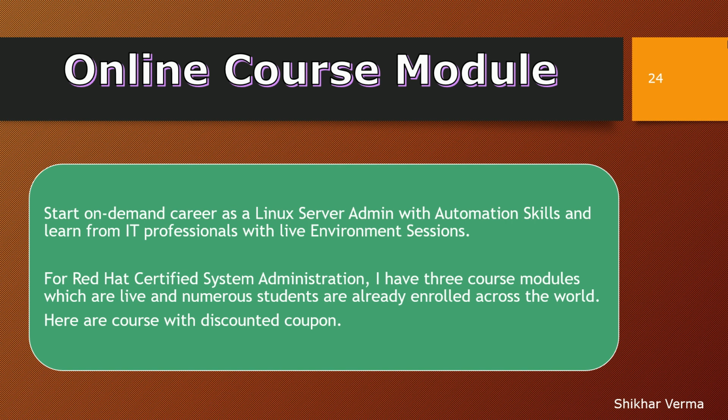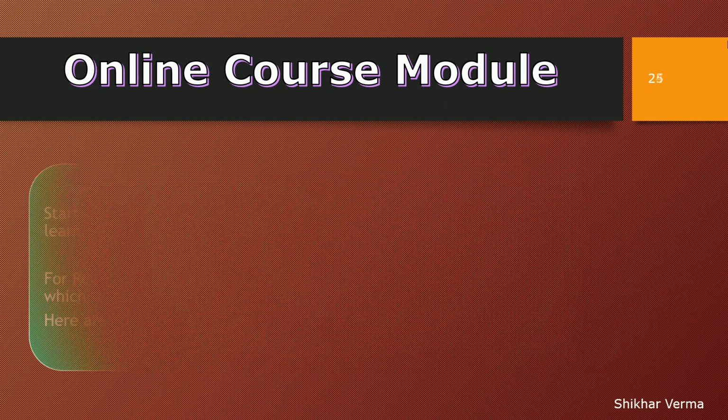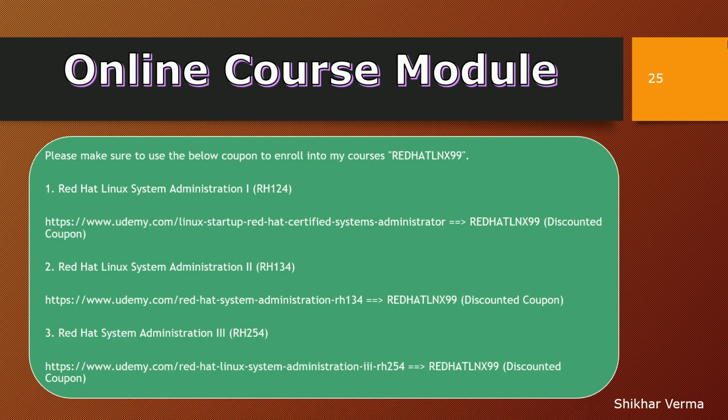If you are looking for Red Hat certification, then I have the complete course modules for RHCSA certification. For RHCSA certification, we have 3 course books. The first one is RH124, also called Red Hat System Administration Part 1. The second book is Red Hat System Administration Part 2, also called RH134. And the third book is Red Hat System Administration Part 3, also called RH254. So there are 3 books prescribed by Red Hat. If you want to go for the certification, you have to learn these 3 books.